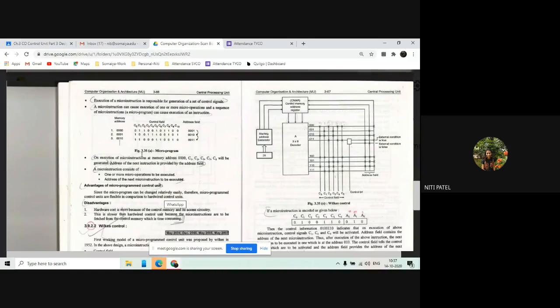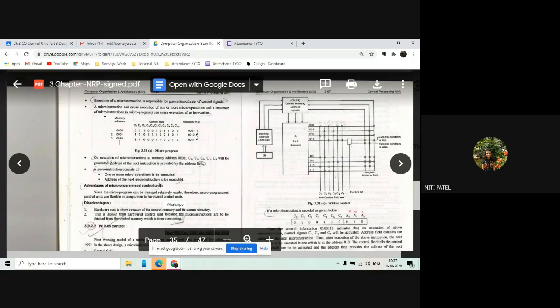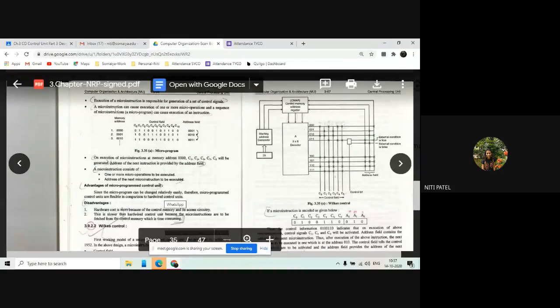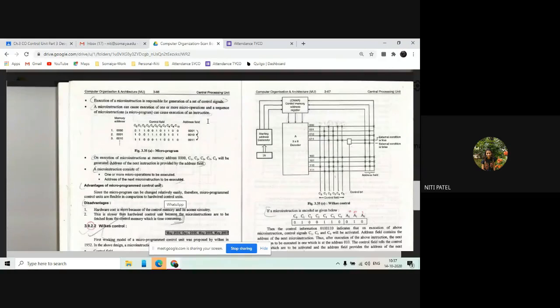See, I'm reading page number 366. A micro instruction can cause execution of one or more micro operations, and a sequence of micro instructions can cause the execution of an instruction. What does this line mean? Let it be any instruction, we first convert that instruction into a micro instruction, and then we start the execution of that micro instruction.